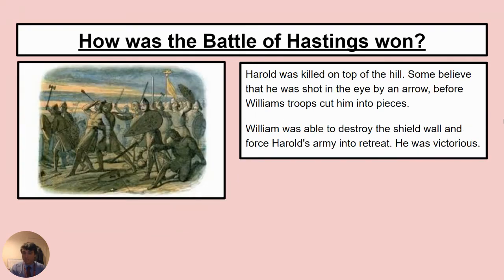Harold was killed on top of the hill. Now, some believe he was shot in the eye by an arrow before William's troops ran up and they cut his body into pieces. He was very hard to identify afterwards. William was able to destroy the shield wall and force Harold's army into retreat. He was victorious, and we now had a French king in England. The time of the Saxons was over. The time of the Normans in England had begun. William was now known as William the Conqueror.